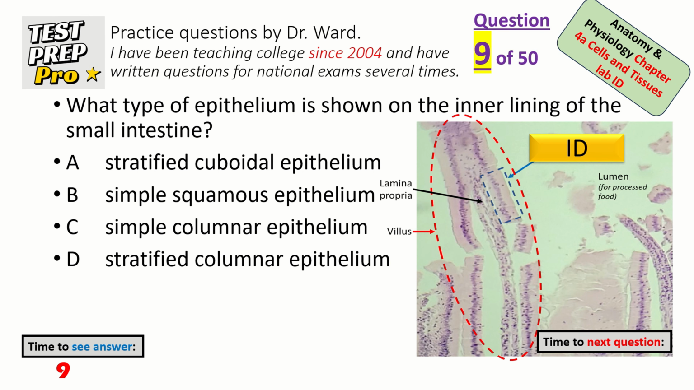What type of epithelium is shown on the inner lining of the small intestine? It's one layer thick of rectangle-like cells. Simple columnar epithelium.